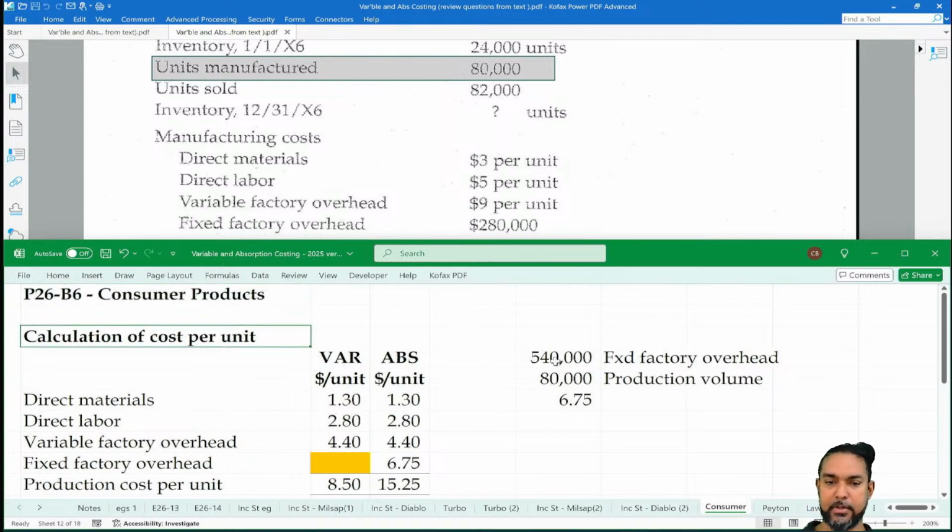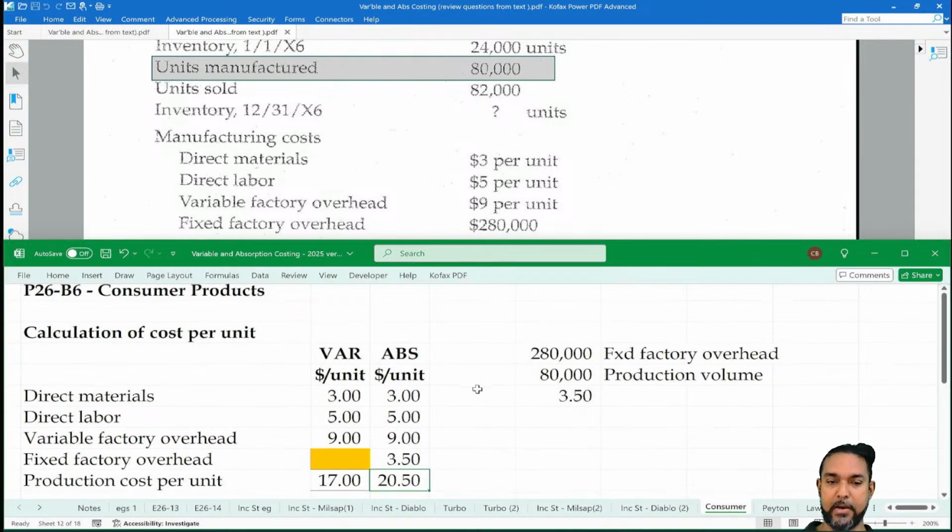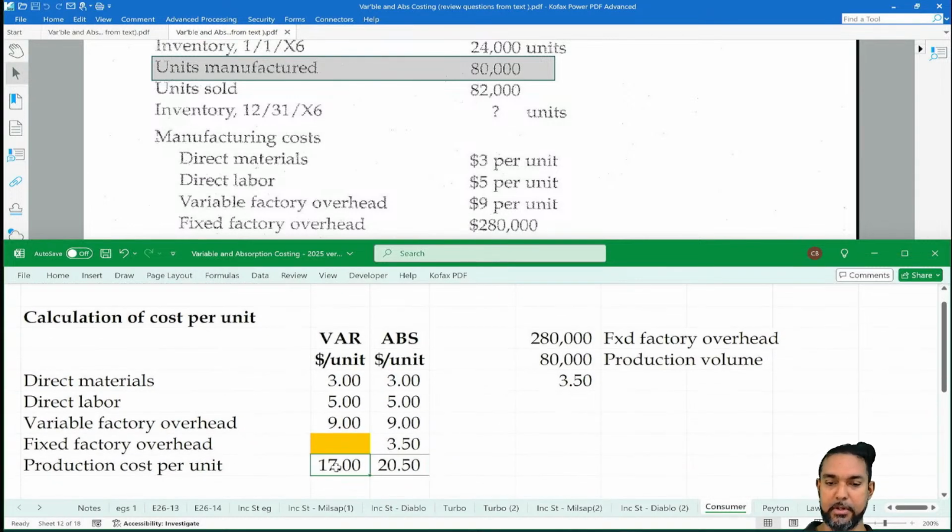All right, so calculation of cost per unit. Direct materials is 3, direct labor is 5, variable factory overhead is 9. For the fixed factory overhead, we have 280,000, and we made 80,000. We happen to make the same number of units as in the previous question, so we didn't have to change this. This will change to $3.50 per unit. So we have $17 per unit under variable costing and $20.50 under absorption costing.